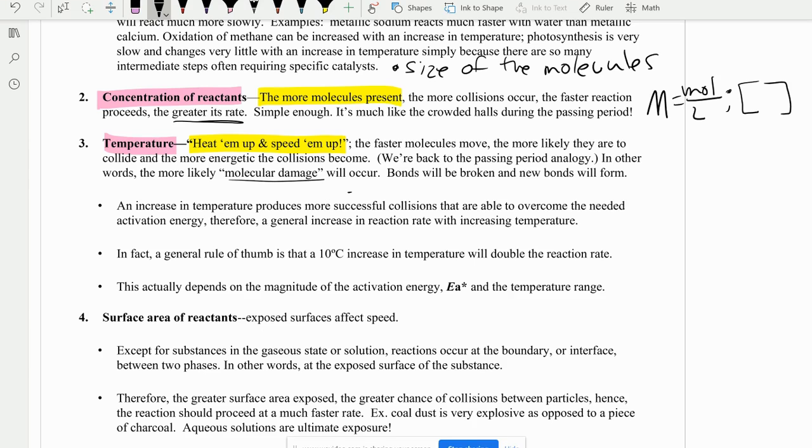and so temperature can definitely increase the rate of a reaction. A couple more bullet points I wanted to add here is that an increase in temperature produces something we call a successful collision.